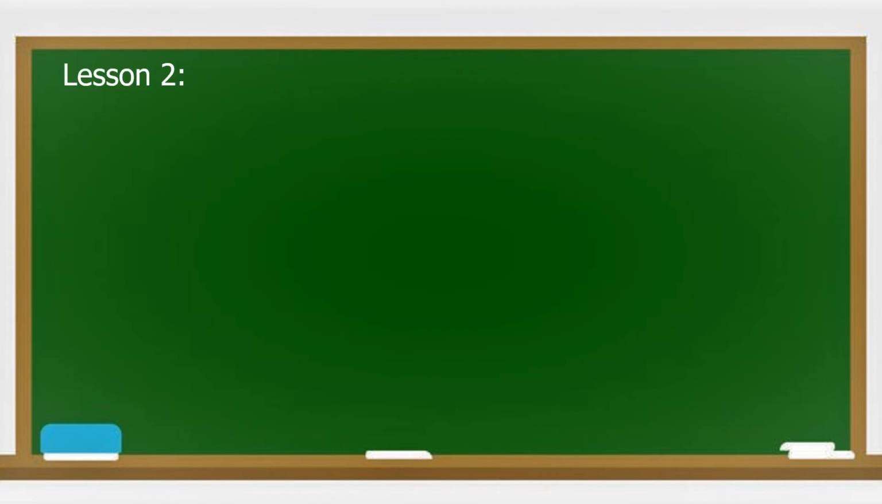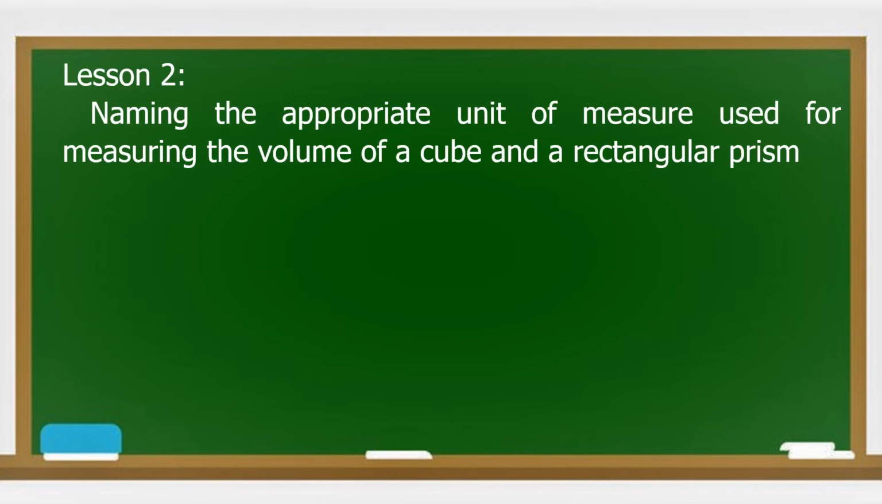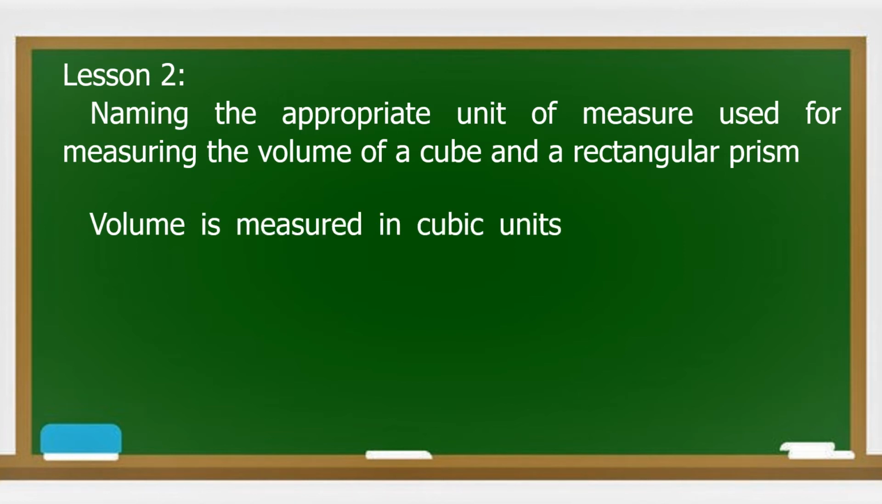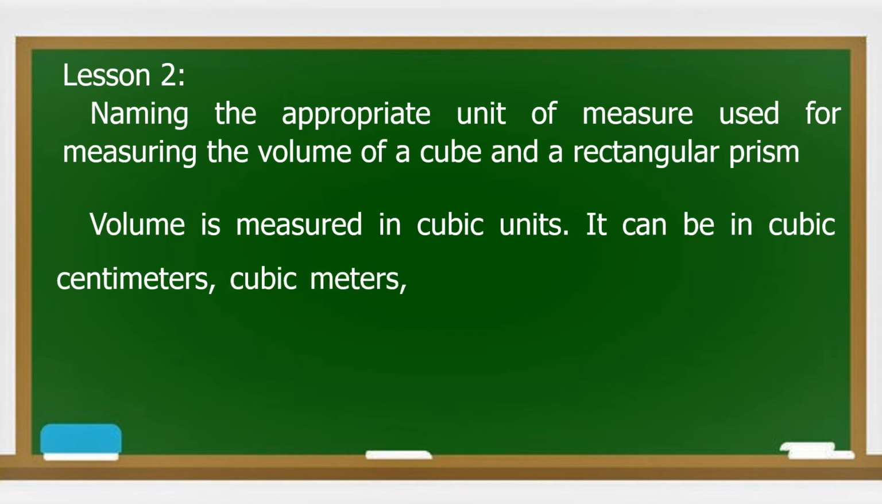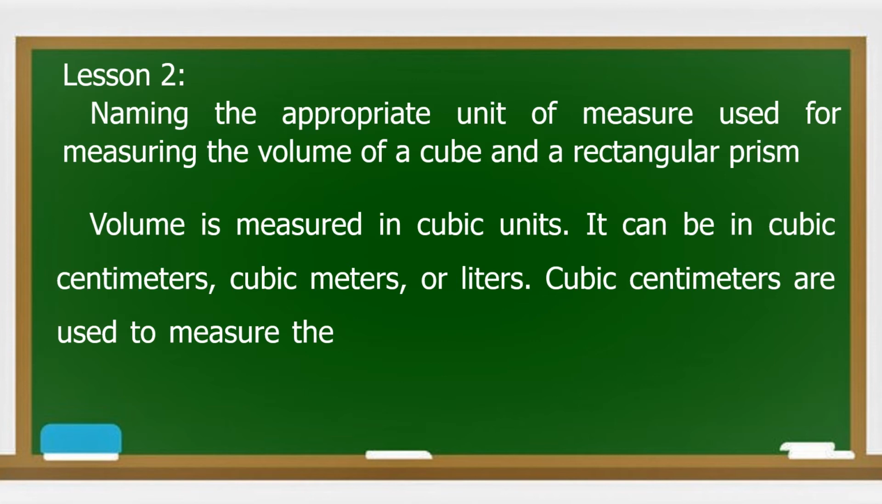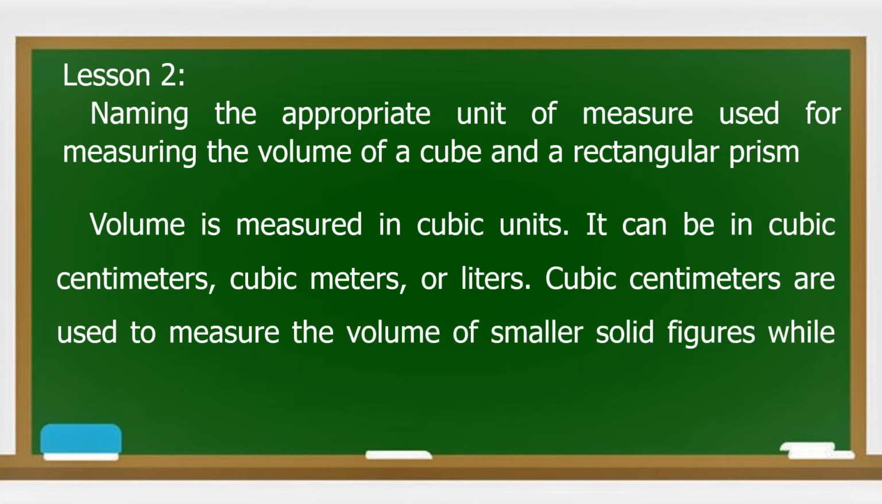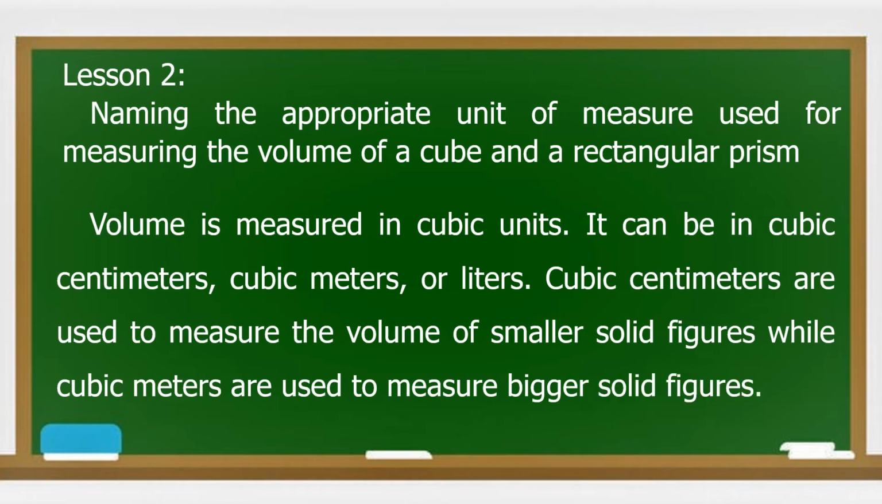Let's proceed to Lesson 2, naming the appropriate unit of measure used for measuring the volume of a cube and a rectangular prism. Volume is measured in cubic units. It can be in cubic centimeters, cubic meters, or liters. Cubic centimeters are used to measure the volume of smaller solid figures, while cubic meters are used to measure bigger solid figures. Let's look at the examples.